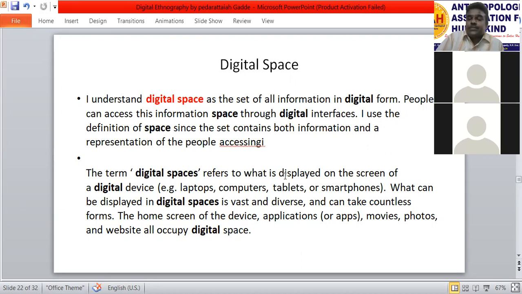The term digital spaces refers to what is displayed on the screen of a digital device, for example laptops, computers, tablets, or smartphones. What can be displayed in digital spaces is vast and diverse and can take countless forms. The home screen of the device, applications or apps, movies, photos, and a website all occupy digital space. So the components that constitute the digital space, that's what we see here.